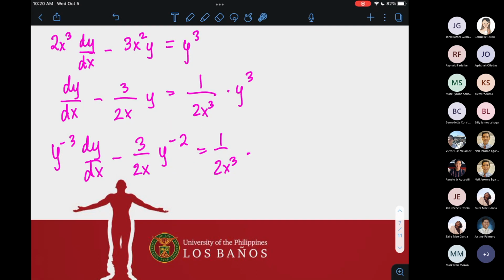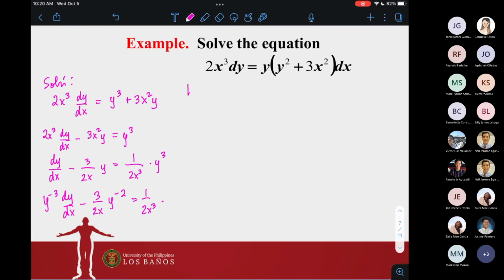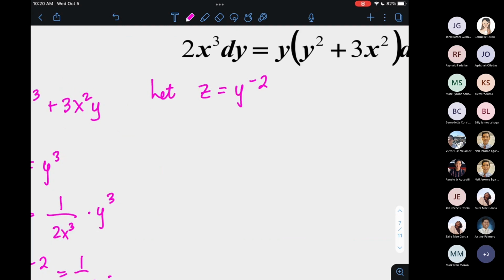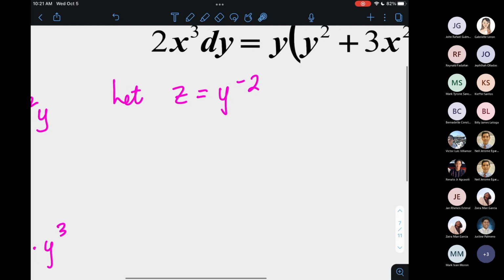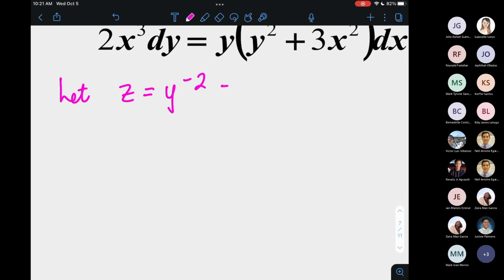It's the dependent variable raised to the power 1. So that's what I'll do here. I will let z be equal to y to the negative 2. But again, whenever you change the variable, you also change the differential, especially if you're dealing with the dependent variable. So y is the dependent variable. So I'll change the differential as well. I'll differentiate both sides with respect to x.